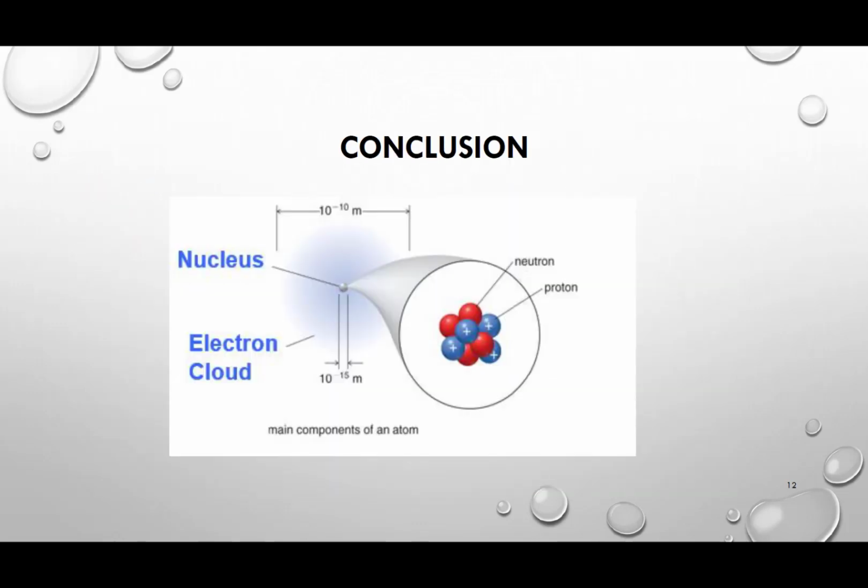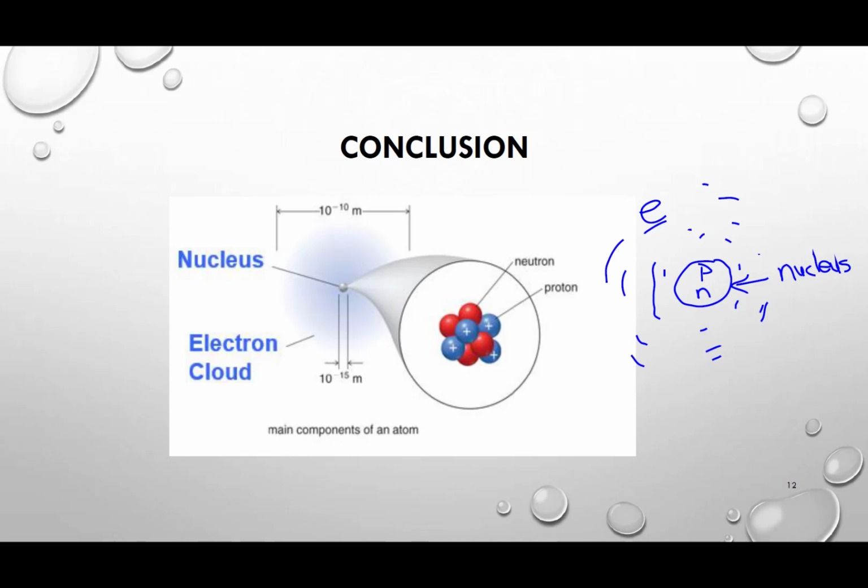Now let's quickly go over our conclusion one more time. Then at the center of the atom, we have protons and neutrons. This is the nucleus, which is at the center of the atom. And right outside, that's where the electrons are. Inside the nucleus, we have protons and neutrons. And outside the nucleus, we have electrons.